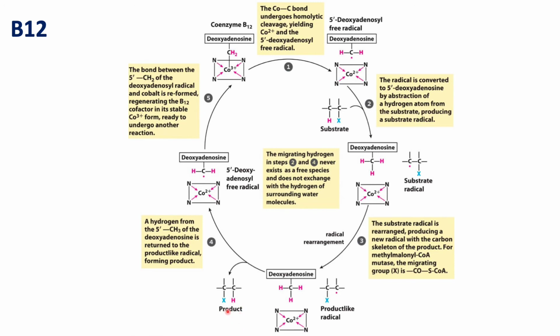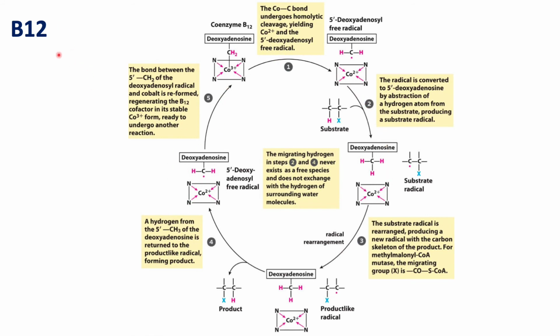And this is exactly what's happening when we're going from L-methylmalonyl-CoA to succinyl-CoA. We have that hydrogen, and we have that COO with the coenzyme A. The COO coenzyme A moves over, and the hydrogen is donated back, and we get our product. And then we are left with deoxyadenosine, and the deoxyadenosine, in its radical state, is going to reform that bond, and we're going to get that original structure again, which is ready again to undergo another cycle.